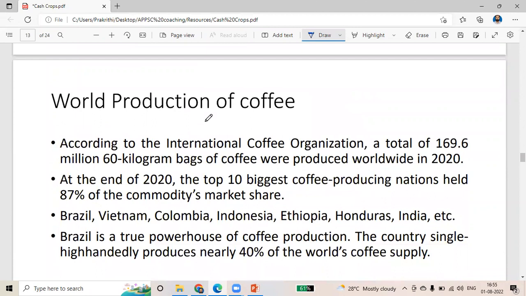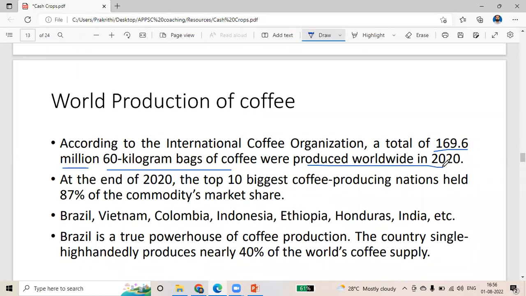And now if you look at the production of coffee worldwide, the concept is entirely different from tea. It is not China, it is not India. Even though India is in the first 10 positions, the most important country is Brazil. The highest coffee production is in Brazil. According to the International Coffee Organization, a total of 169.6 million 60-kilogram bags of coffee were produced worldwide in 2020.